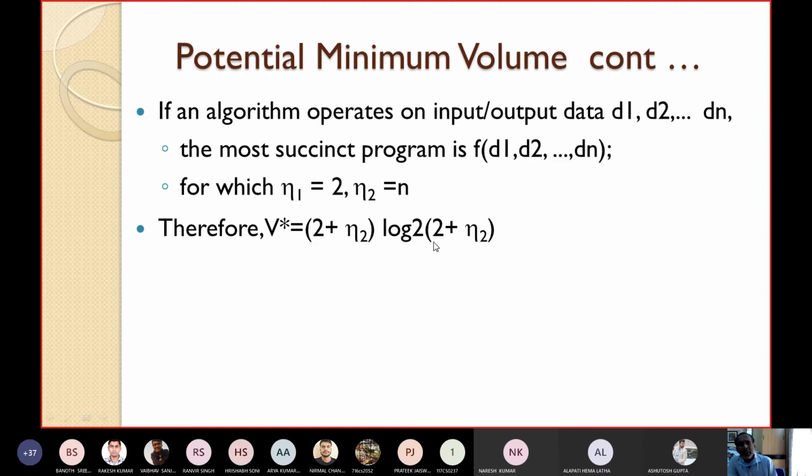So here we have found V star is equal to (eta 1 plus eta 2), that is (2 plus eta 2), into log 2 of (eta 1 plus eta 2), where eta 1 is equal to 2, so 2 plus eta 2. Here eta 2 can be taken as n, because the data items vary from D1 to Dn. Therefore the potential minimum volume can be computed as V star is equal to (2 plus eta 2) into log 2 of (2 plus eta 2).